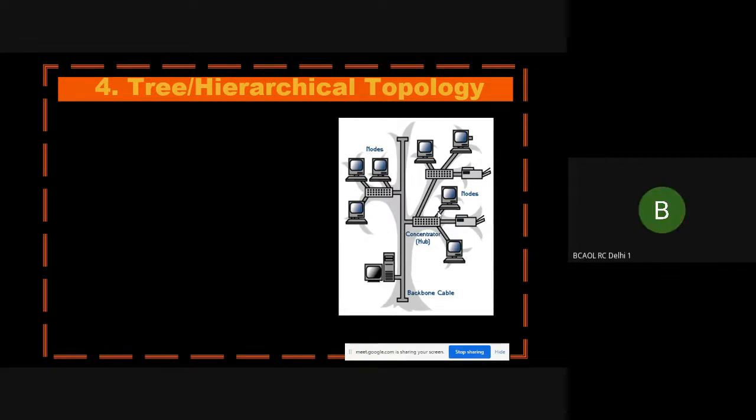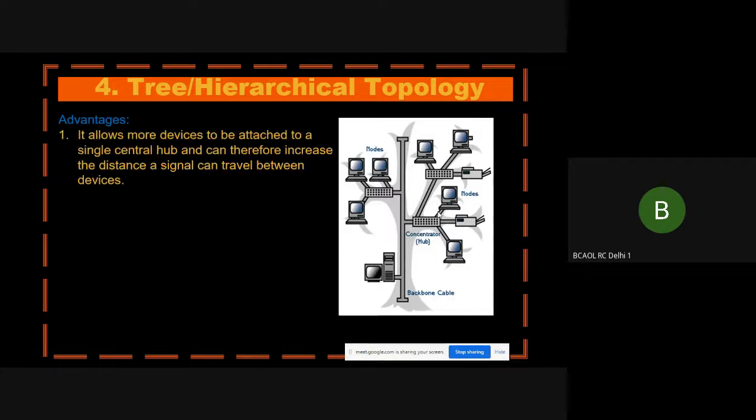Then tree or hierarchical topology is just like a tree-like structure, where it allows more devices to be connected to a single central hub and can therefore increase the distance a signal can travel between devices. Right. So there will be a backbone cable, like in a bus there was a backbone cable, right? And on that cable, a number of networks are connected. Do you understand?